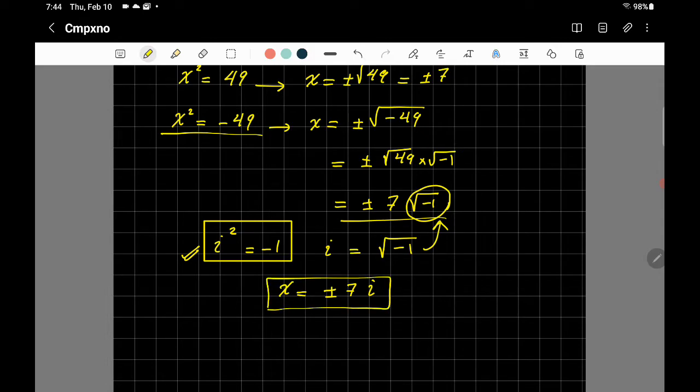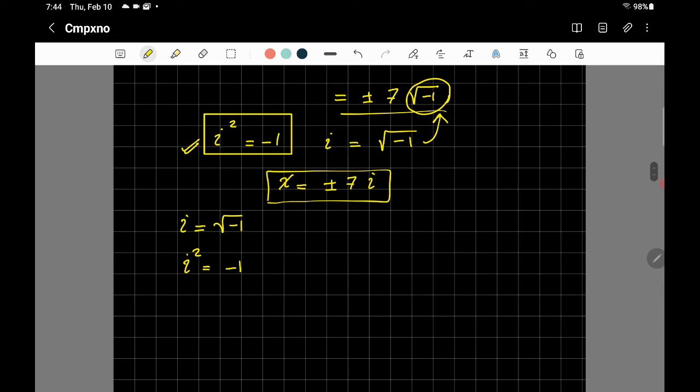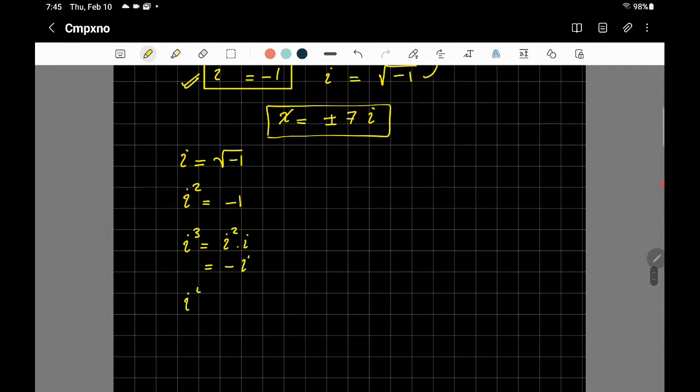So i is the imaginary number, which is equal to square root of negative 1. It means that i squared will be equal to negative 1. Well, what about i cubed? i cubed will be equal i squared times i, which is equal to negative 1 times i, negative i. What about i to the power 4? Means i squared times i squared. i squared is negative 1, i squared is negative 1, so it will be equal to positive 1.